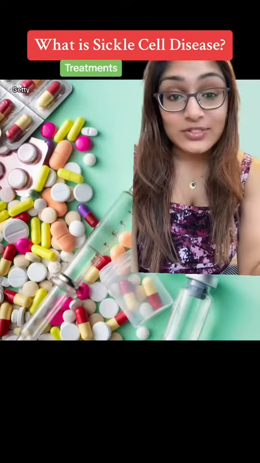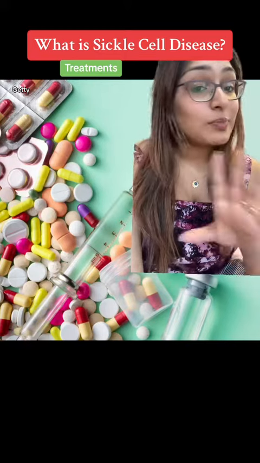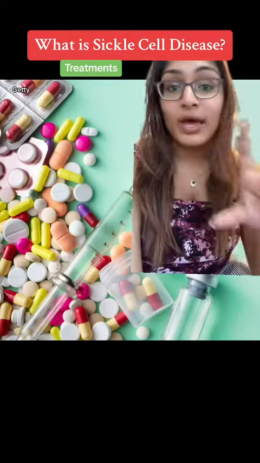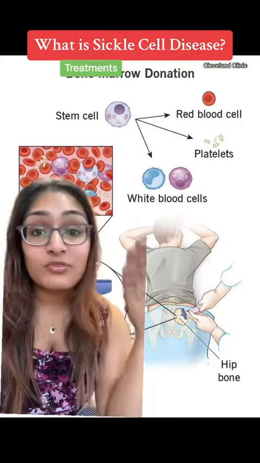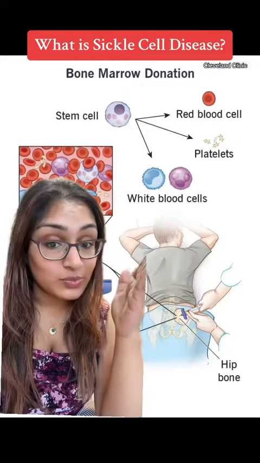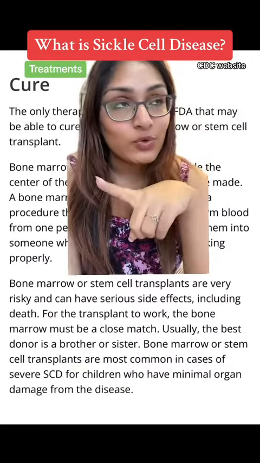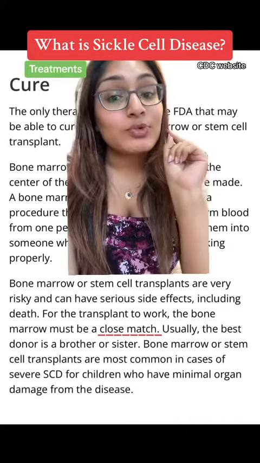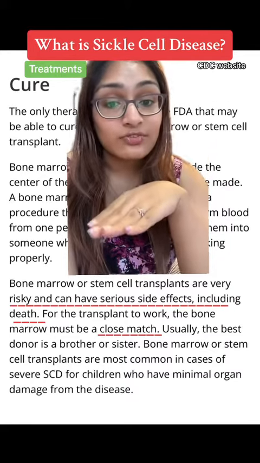If you do have sickle cell, don't worry, it's not a death sentence. You can definitely take medications and make lifestyle changes in order to manage your symptoms. Until quite recently, the only form of treatment was a bone marrow transplant. And these are not easy to do because you have to find a donor that is a very close match, and even if you do, the procedure itself is very risky and can have a lot of serious side effects, including death.